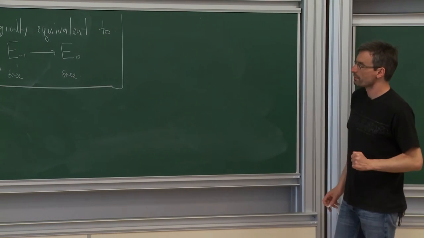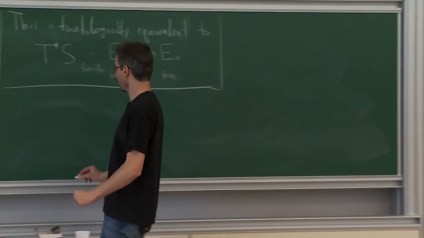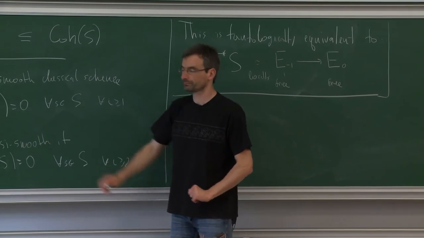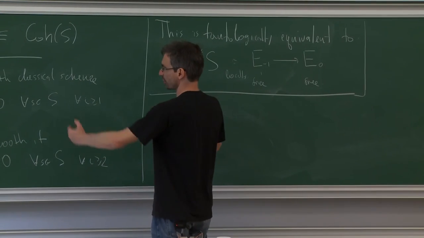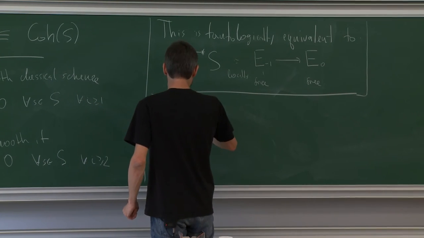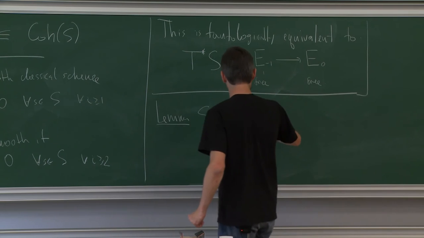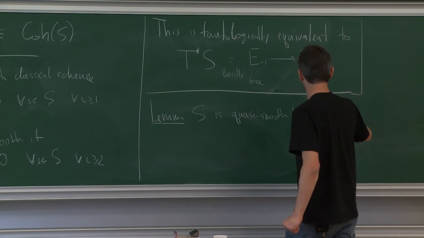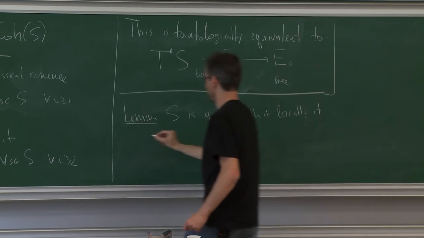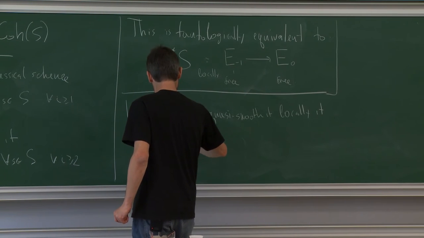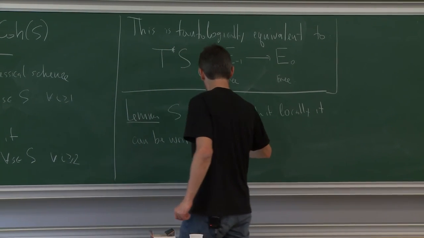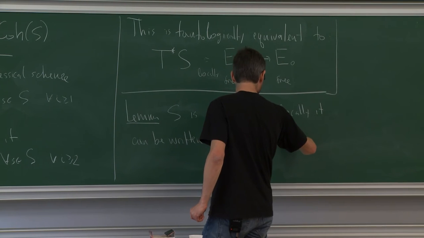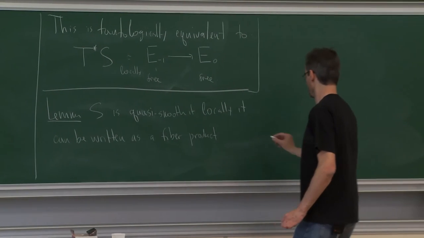Okay, but now let me give you a geometric reformulation. S now is not classical, it's derived. And here is a lemma which is parallel to this lemma. S is quasi-smooth if locally it can be written as a fiber product like this.